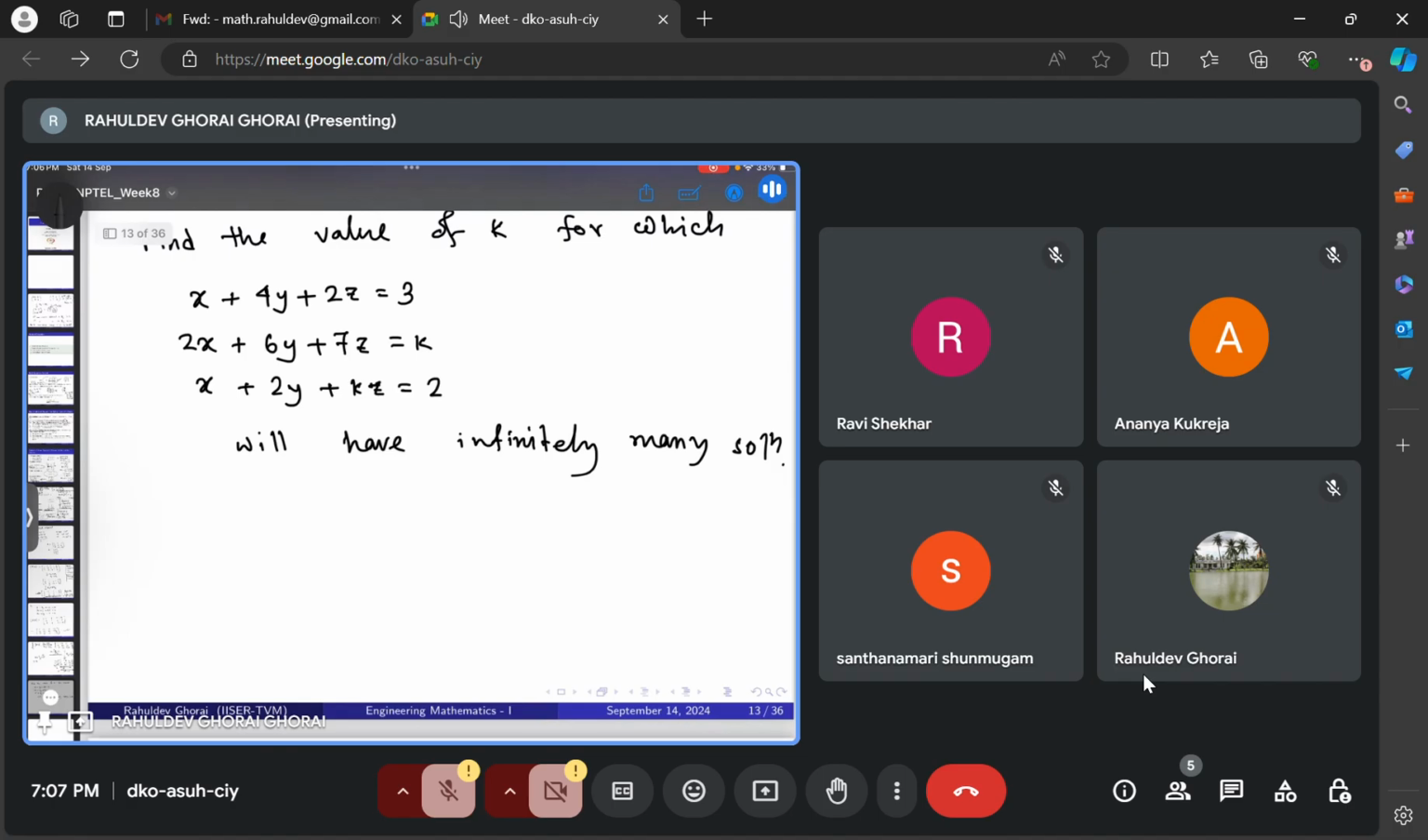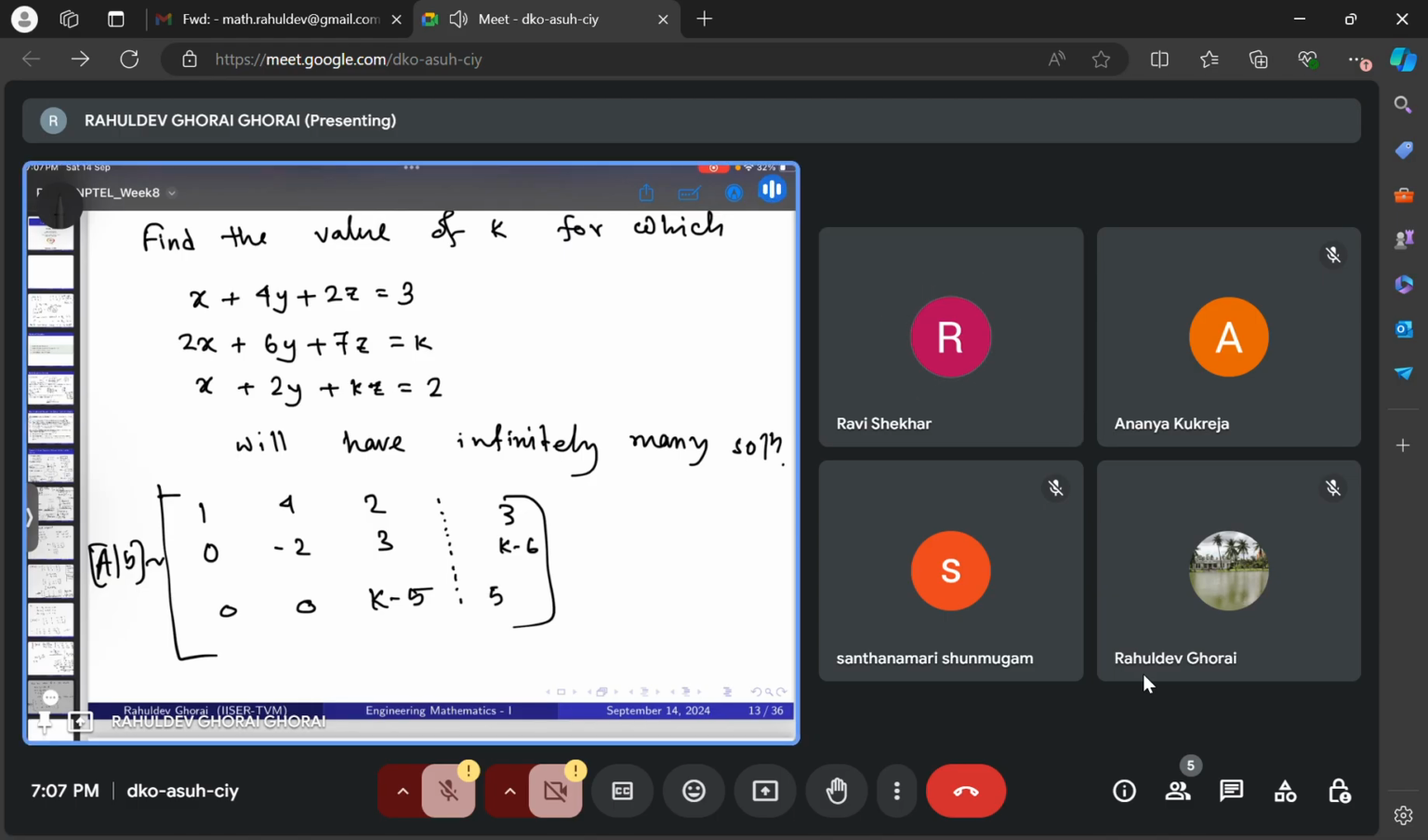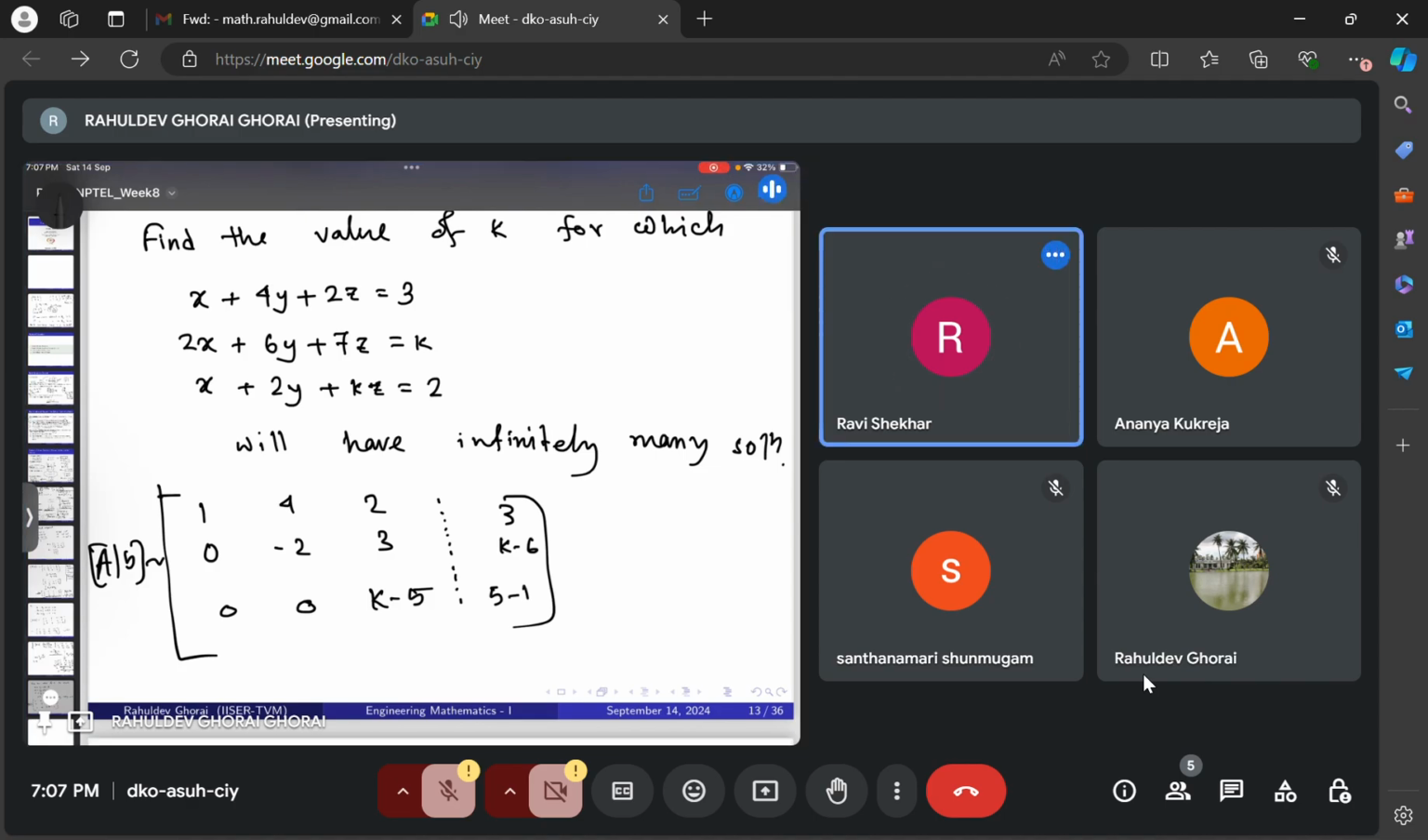Okay, so first of all, let me know what augmented matrix you got after reducing. 1, 4, 2, 3, then the other two rows: 0, -2, 3, k minus 6; then 0, 0, 5 minus k. Yes, sir. Okay, I see.